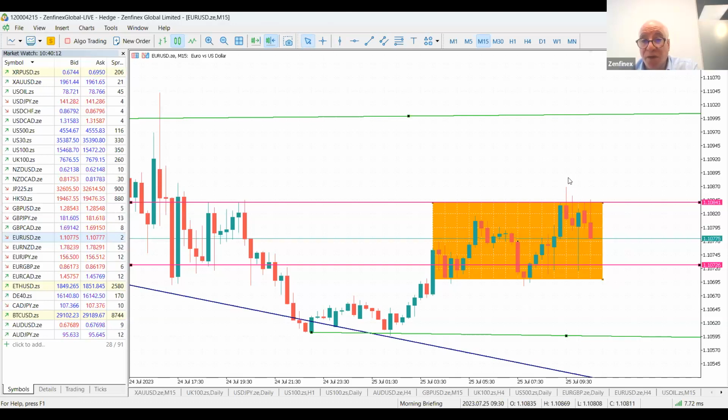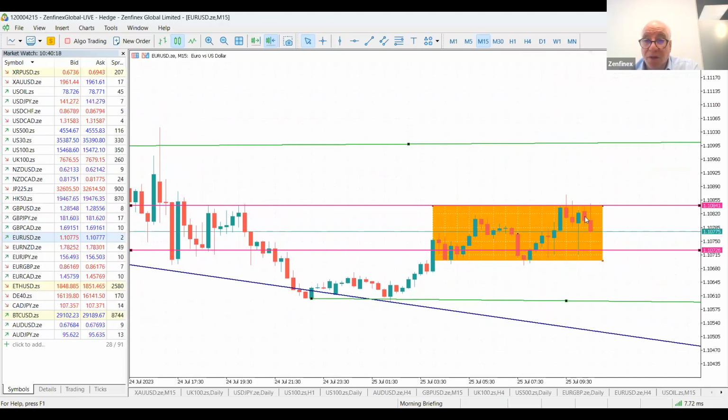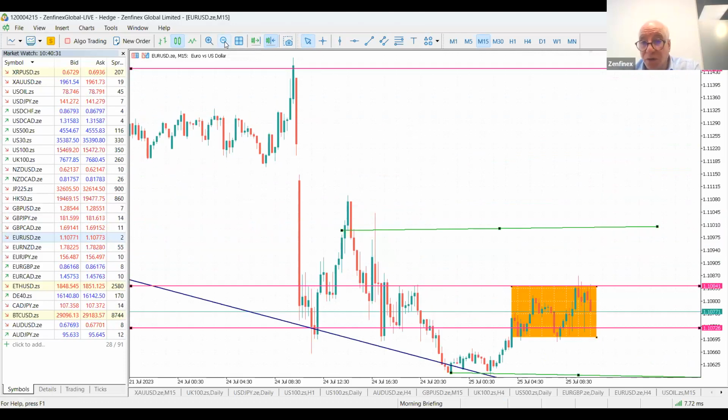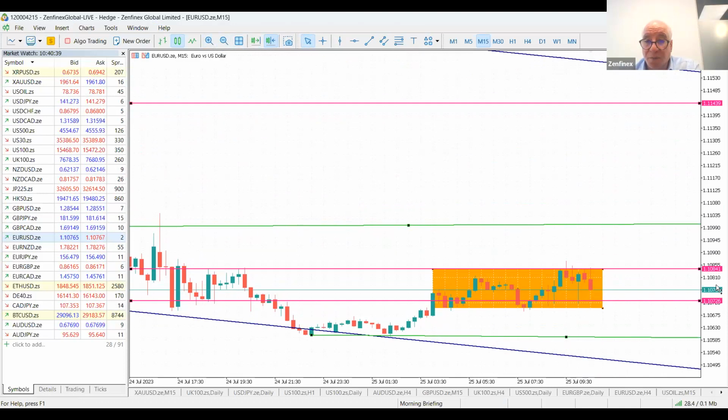If it's to the top of here, here's our first target. And here's our second target. And we'll be looking for a stop below these. So I don't want to go into specific entries, stops and targets too much, because again, this is for educational purposes only, and I don't really want to get too deep into trade ideas or suggestions. So let's just watch this price action for a bit.